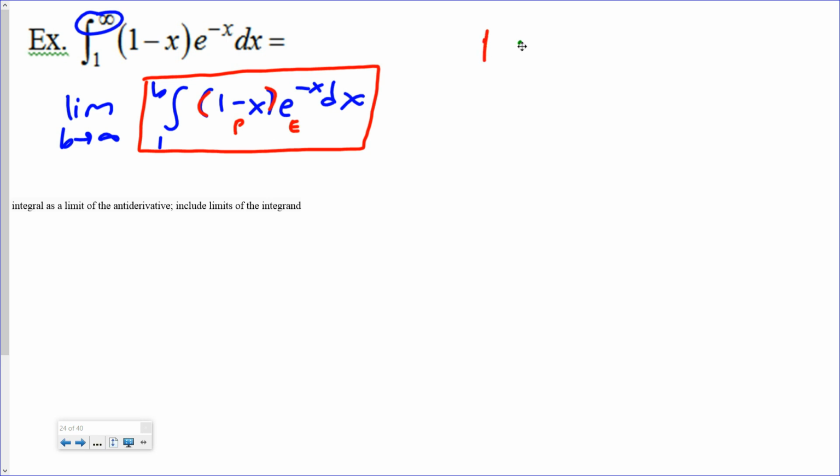So I'm going to go with this way, but if you want to distribute your e to the negative x, you can do that also. Okay, I'm going to do a table trick. Are you guys okay with a table trick on a PE problem? Okay, what's the derivative of 1 minus x? What's the derivative of negative 1? 0. What's the integral, antiderivative of e to the negative x?